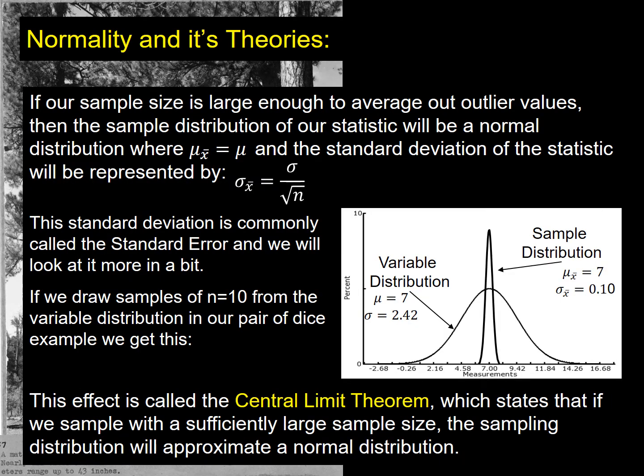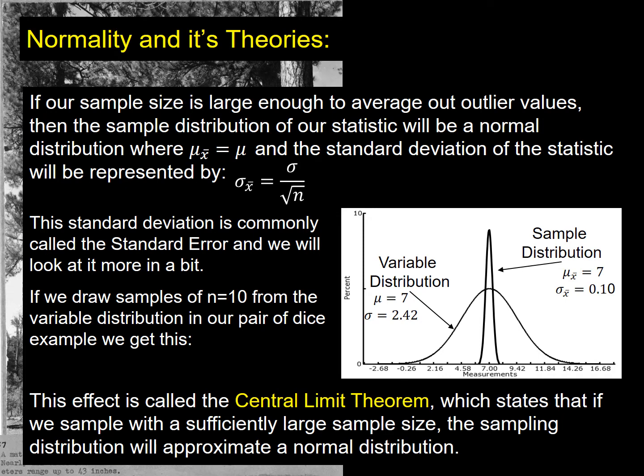Once we take a sample that is large enough to average out outlier values, the sample distribution of our statistic will be normally distributed, where the sample estimate of the population mean will be approximately the population mean, and the standard deviation of the statistic will be represented by the standard deviation divided by the square root of n, which we more commonly refer to as the standard error.